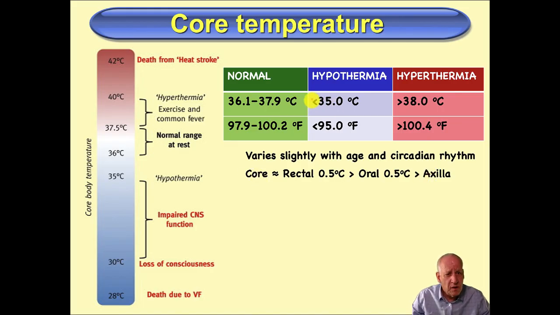A core temperature below 35 degrees C is considered hypothermia, and a core temperature above 38 degrees is called hyperthermia. Hyperthermia is not always pathological. It can occur in exercise or in extreme heat, but it can also occur in common pathological circumstances like fever.